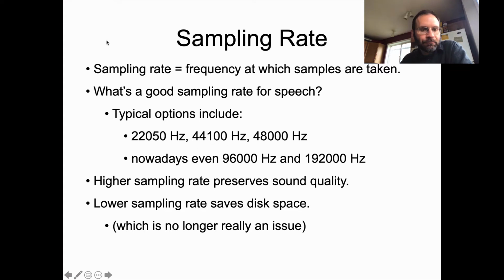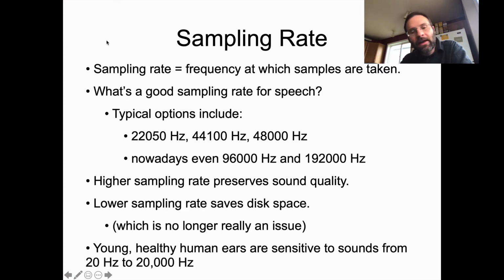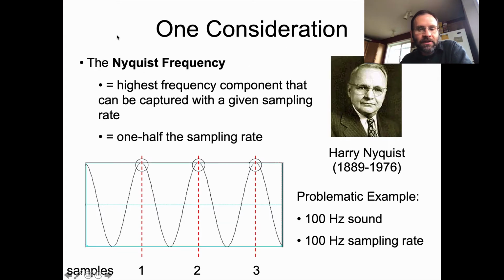Why is that? It's because young, healthy human ears are sensitive to sounds from 20 hertz on the low end to about 20,000 hertz on the high end. So what's the connection between 20,000 hertz and about 44,100 hertz sampling rate? The connection is Harry Nyquist.